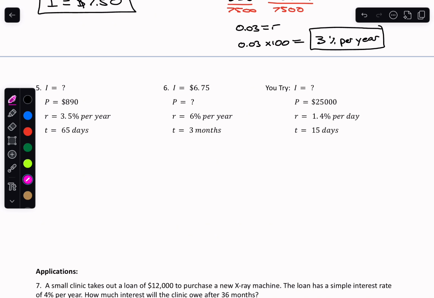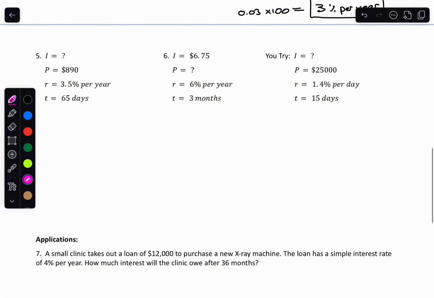For number 5, we're solving for interest, which means we're in one of the easy ones. Okay, we're missing the I component. But notice our units are a little funny in number 5. We have our rate is per year and our time is in days. So before we even start this problem, we're going to go ahead and convert our time to be in years, because we want our rate unit, which is per year, to match our days.